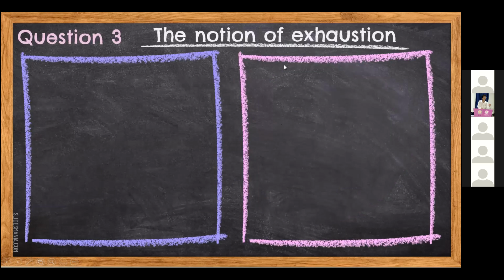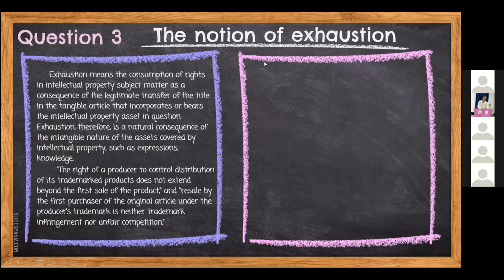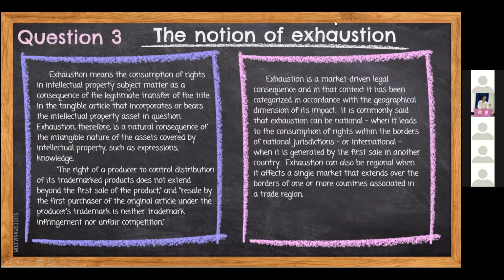Okay, we talk about the notion of exhaustion. We analyze the principle of exhaustion of rights. According to CDIP, in the interface between intellectual property law and competition law, exhaustion is defined as follows: exhaustion means the consumption of rights in intellectual property subject matter as a consequence of the legitimate transfer of the title in the tangible article that incorporates or bears the intellectual property asset in question. Exhaustion, therefore, is a natural consequence of the intangible nature of the assets covered by intellectual property, such as expressions and knowledge.